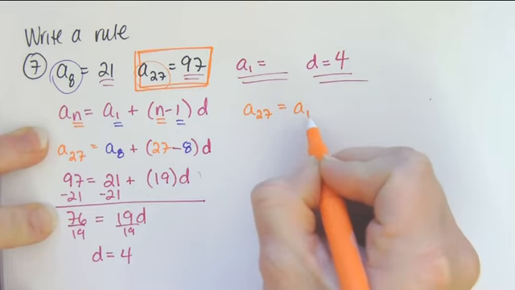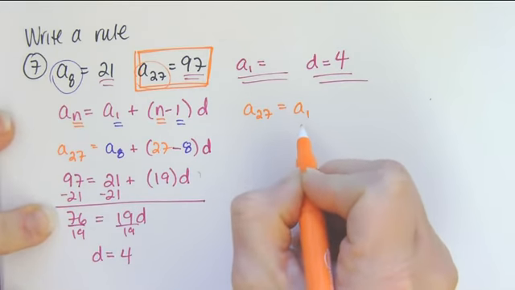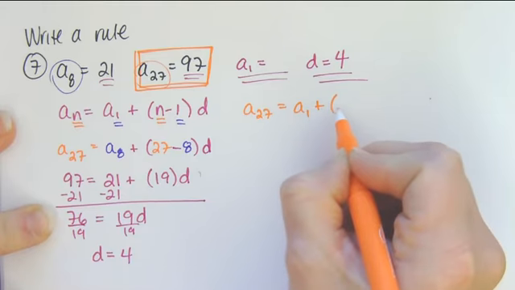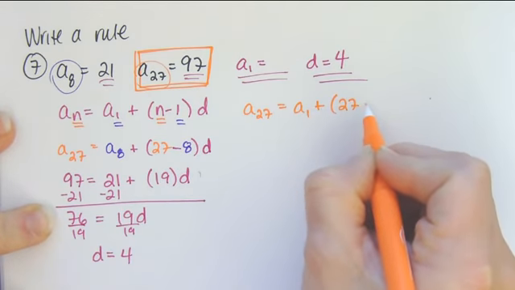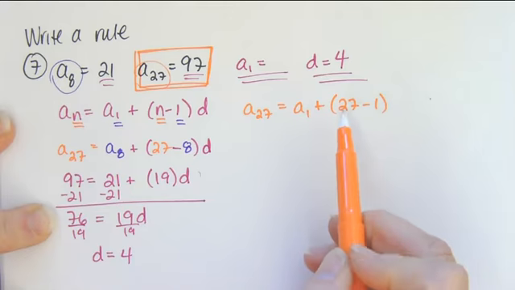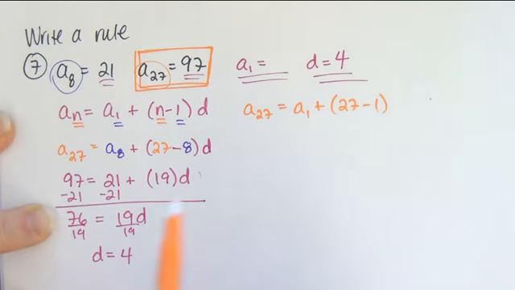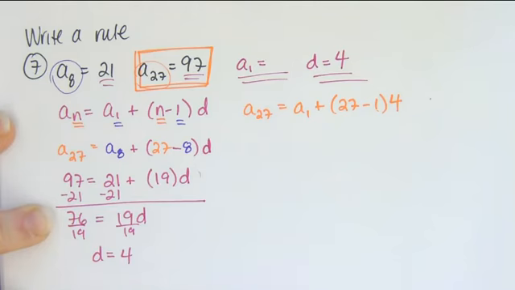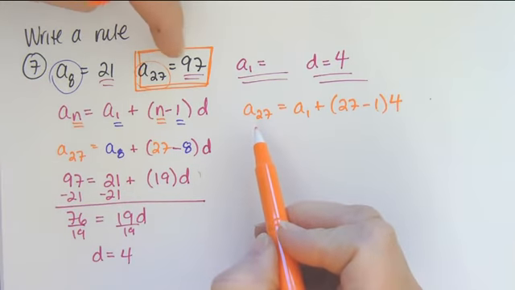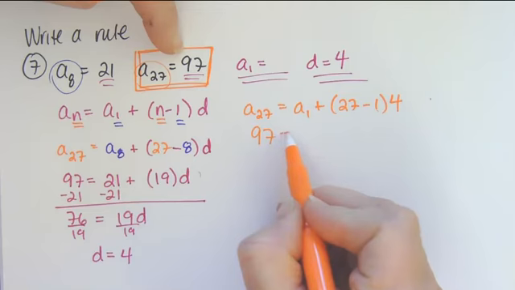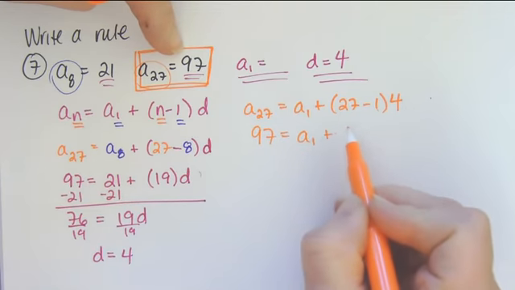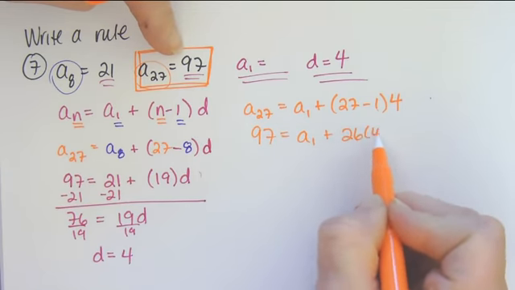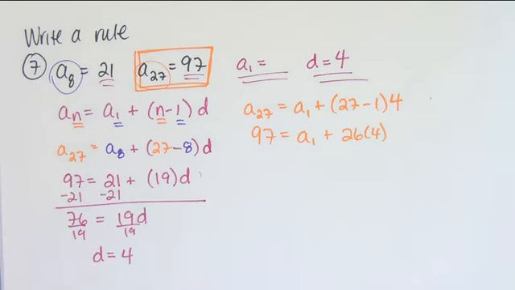sub 1, so I'm going to write a sub 1 because that's what I need, plus n is really that 27 minus 1. Notice the parentheses always match with these subscripts. So here I had 27 minus 8 because I had subscripts 27 and 8. And then my d is now a 4. I can replace a sub 27 with 97, so I've got 97 is equal to a sub 1 plus 27 minus 1 is 26. And now I can actually solve for a sub 1.